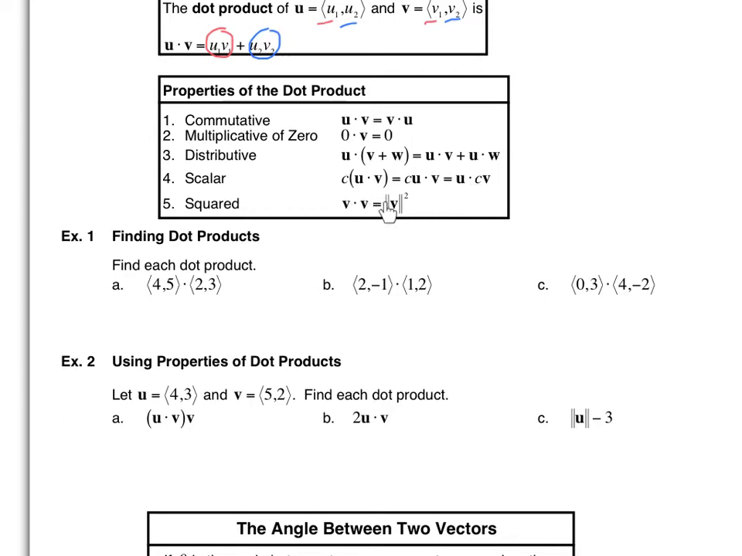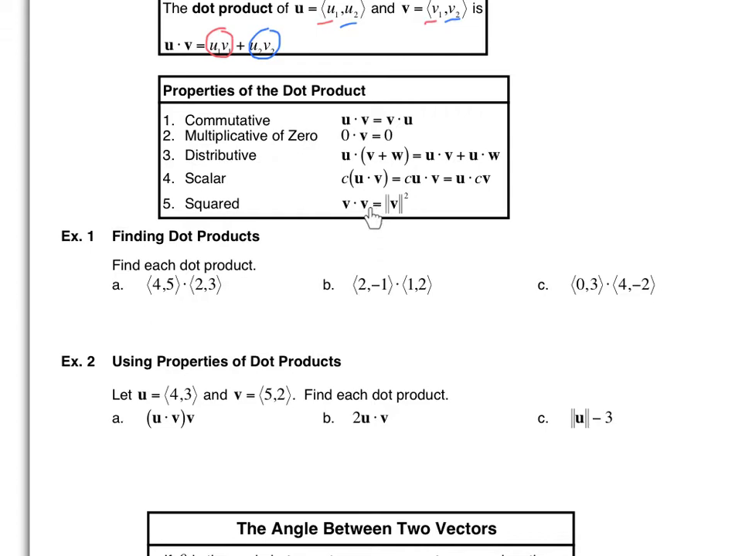And then this last one is a vector dot itself is the magnitude of that vector squared. And so I'm going to prove that to you in one of our examples that we do here shortly. What is the magnitude squared of a vector? How do you find the magnitude of a vector? Just find the magnitude and then square it.